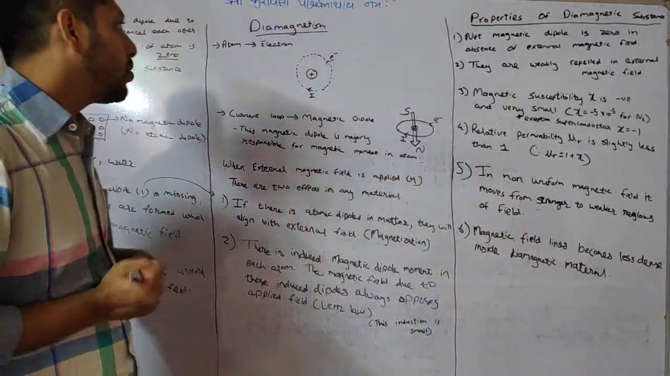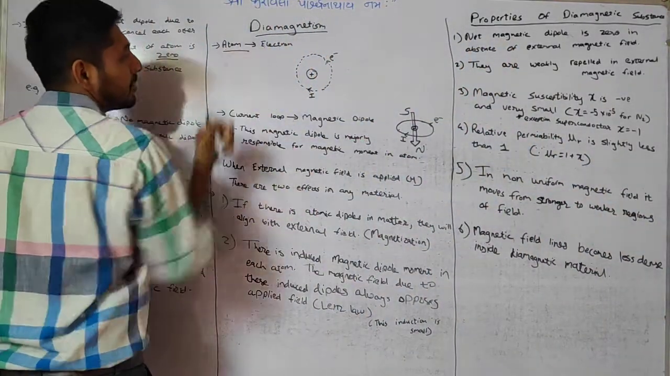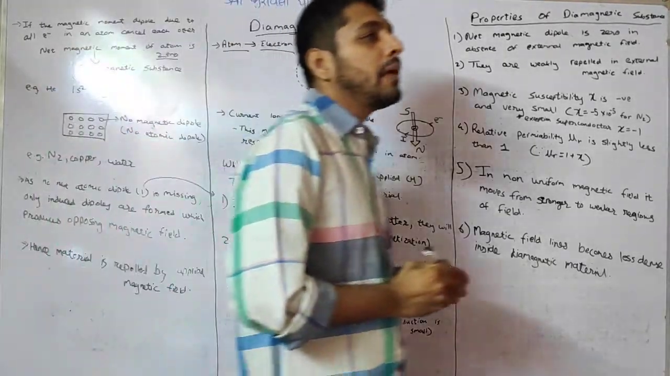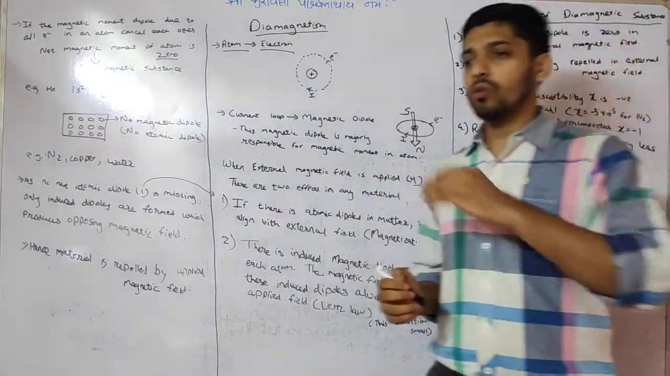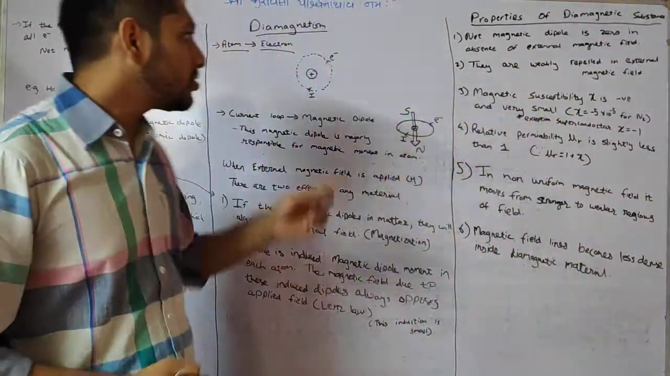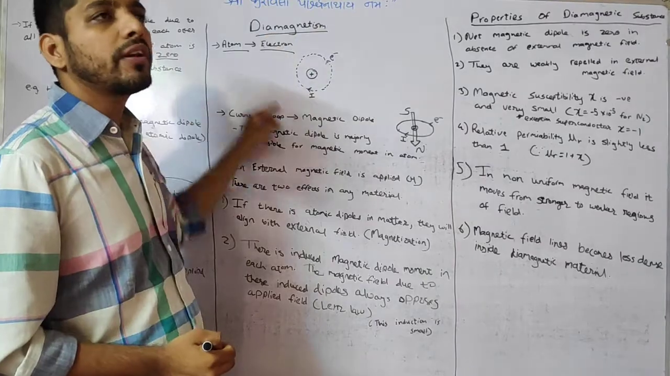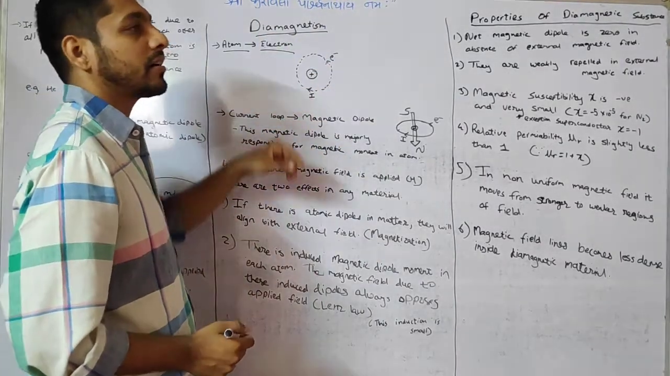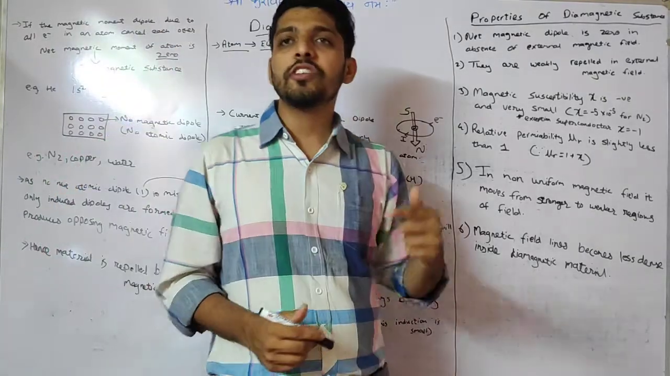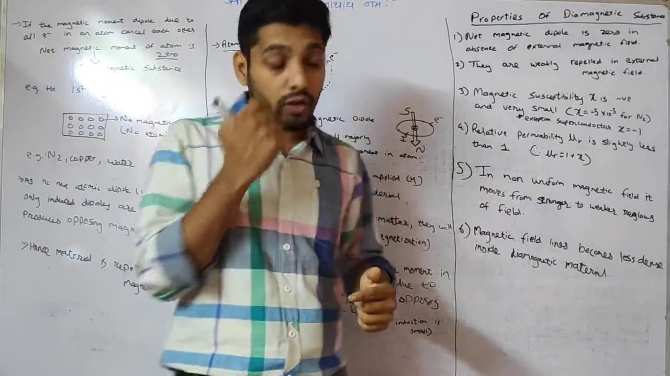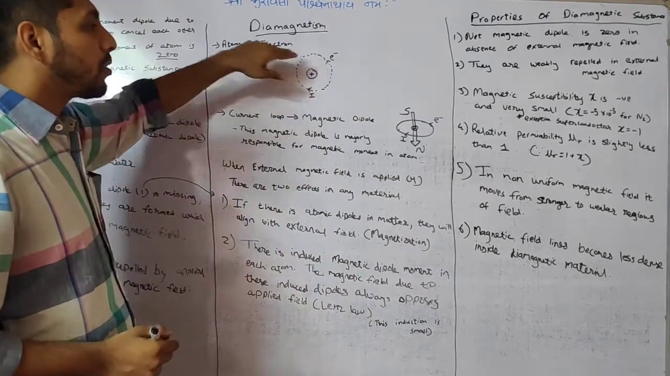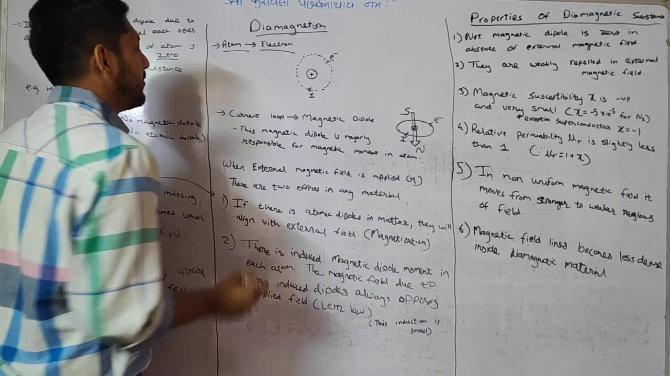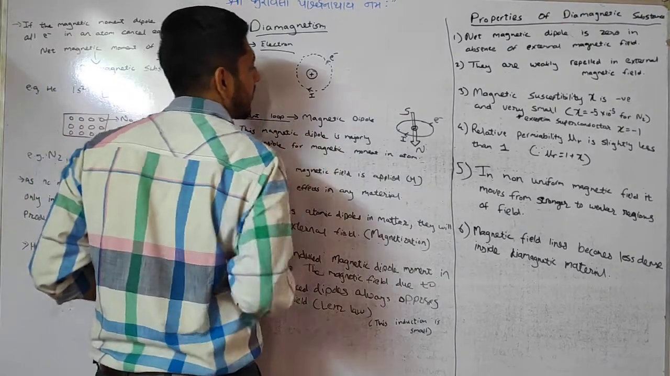Okay, so we know that any material is made up of atoms, and atoms contain electrons in their orbitals. The electrons keep on revolving around the nucleus, which means there is a charge that is flowing, that is a current around the orbit. Current in the orbit means this will act as a current carrying loop.